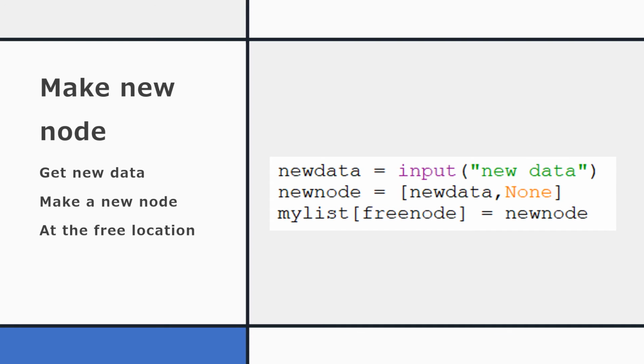Here's the code. So I've input some data and I've stored it as new data, and I've created a new node with the new data and obviously no pointer, the pointer is empty. And then I've added the new node to my list at the free pointer.